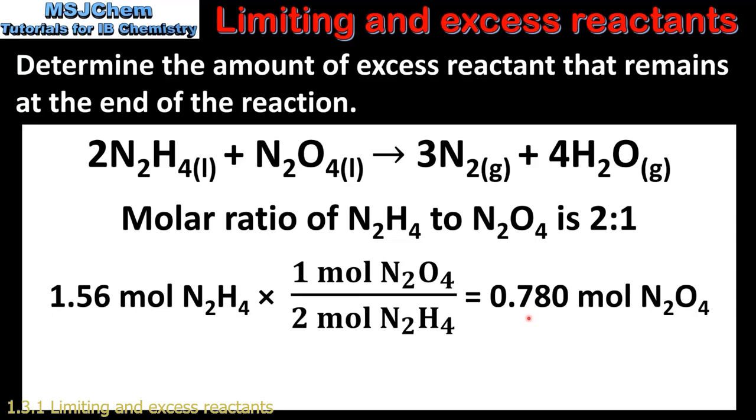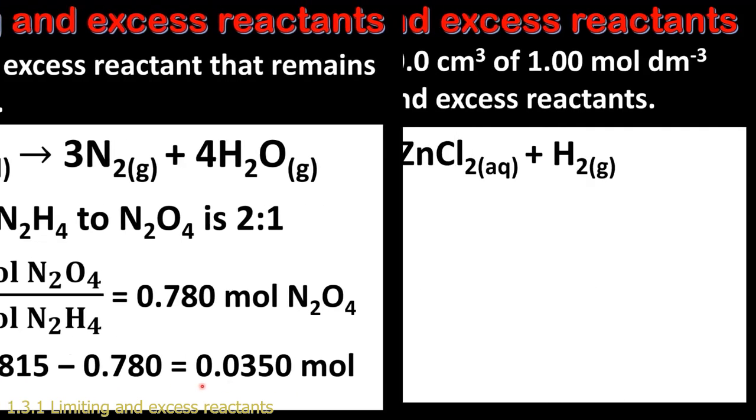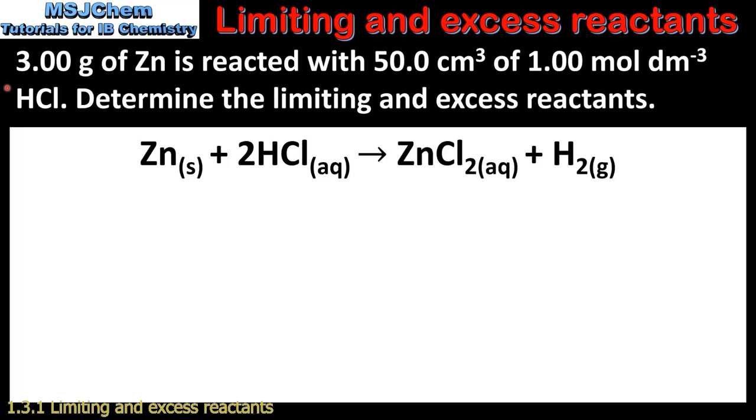was N2H4. The final step is to subtract this amount in moles from the original amount that we calculated in the previous slide. So that's 0.815 minus 0.780, which gives us 0.0350 moles of N2O4 remaining. So let's move on to our next example.